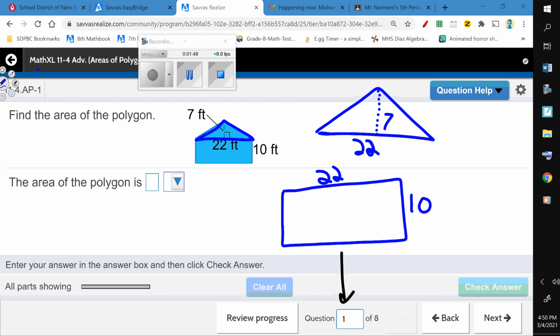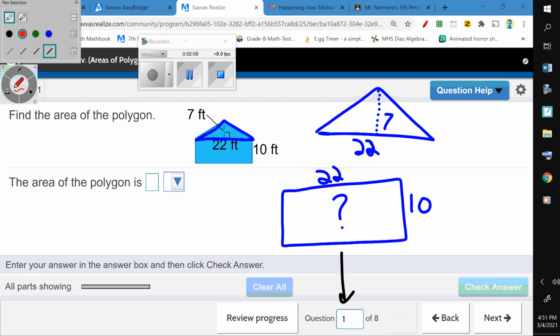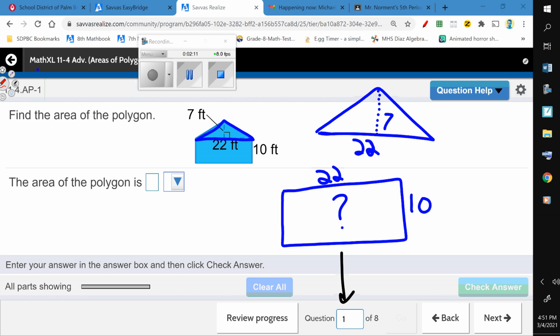So, two shapes, triangle at the top, rectangle on the bottom. Find the area of both. Take 22 times 10, and you multiply those two numbers, and you're going to get the area for the rectangle. Now, for the triangle, I would suggest that you cut the triangle in half. But before you multiply, you can multiply and then cut it in half. 22 times 7, cut that answer in half.